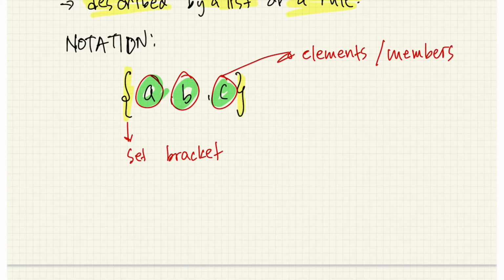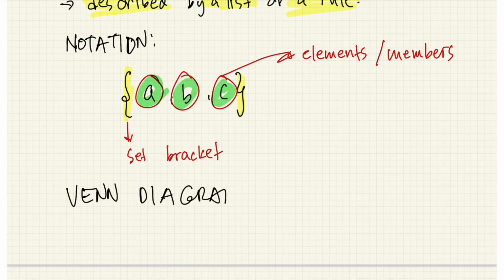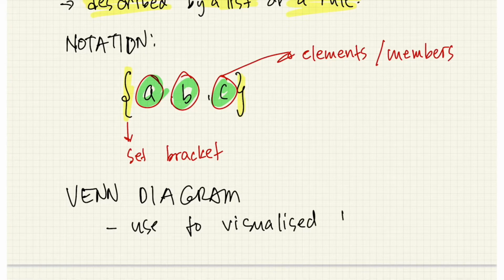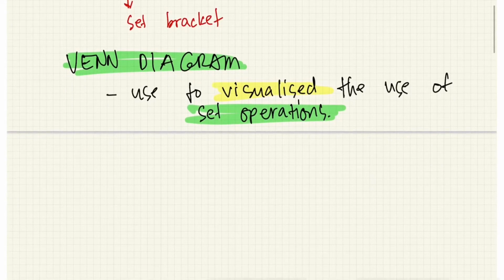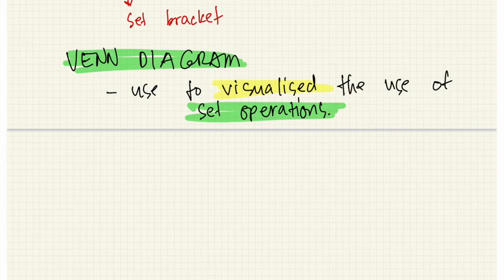Now, sets use what we call a Venn diagram. This is used to visualize the use of set operations. Again, a Venn diagram is used to visualize the use of set operations. Remember that one, Venn diagram, and the one who invented the Venn diagram is Venn Euler.